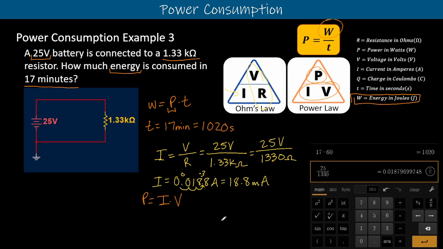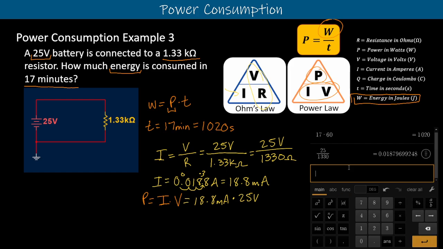So now we can multiply out our power. The power is going to be equal to our current times our voltage. We know our voltage is 25, so we can say that we have our current value of 18.8 milliamps multiplied by our voltage of 25 volts. Watch out for this notation in these. Sometimes it's easier just to leave it at base for your current, 0.0188. That way you don't have to deal with the milliamps in this power calculation.